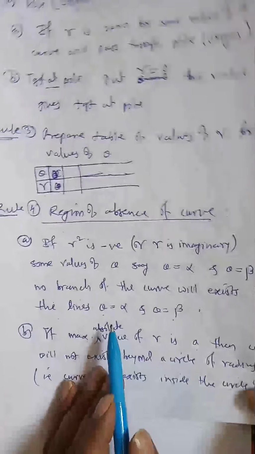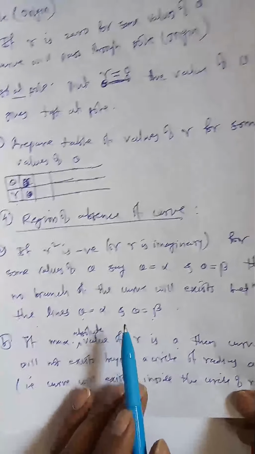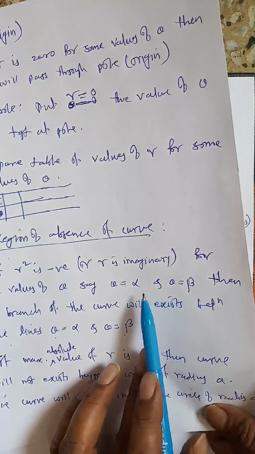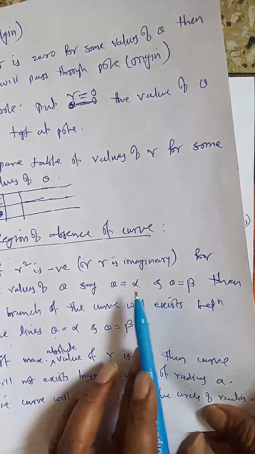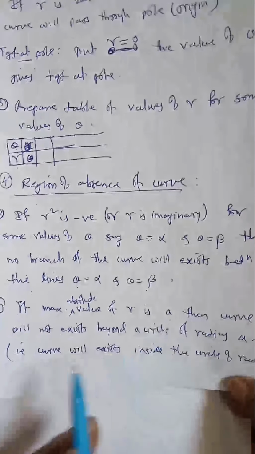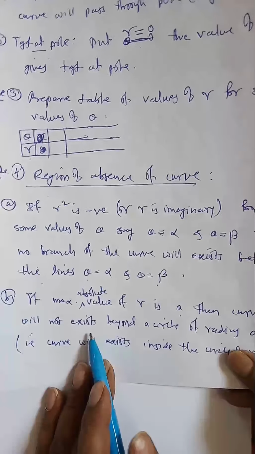Okay. A region of absence, as I said, is where r square is negative. Suppose for some values of theta, say alpha and beta, r square is negative, then no branch of the curve will exist between these two lines, theta equals alpha and theta equals beta, right? So I'll explain it while discussing the examples.